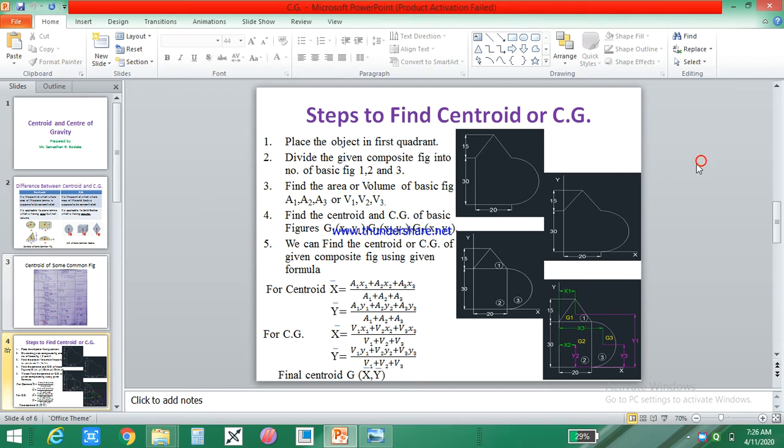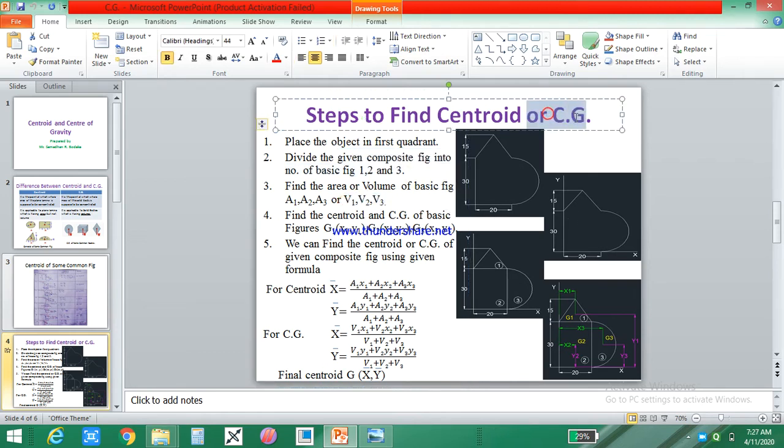First step, place the composite body object in the first quadrant. Second step, divide the object into simple solid bodies, that is, suppose cylinder and cone, hemisphere and cone, like that. Find out the volumes. Here we are dealing with the center of gravity, so we are going to calculate the volumes of the solid bodies. Then find out the center of gravity of the basic figures, that is G1, G2 and G3, as we have calculated in centroid problems. Many centroid problems I have solved. You can check my YouTube channel.